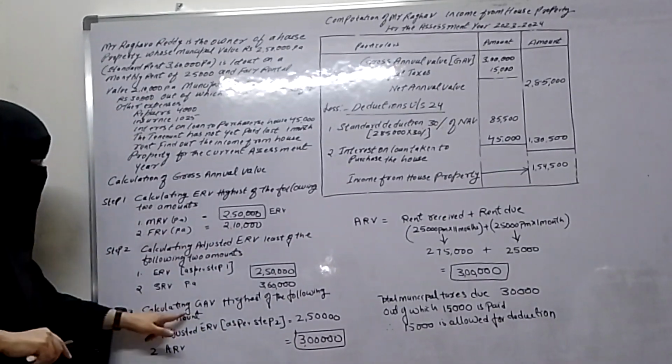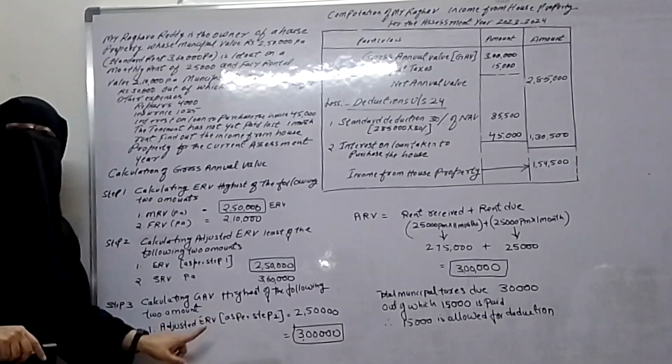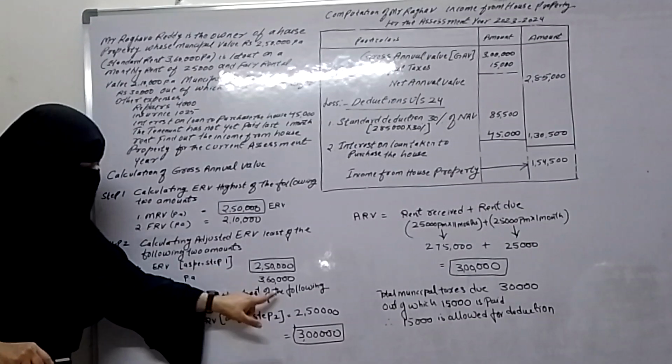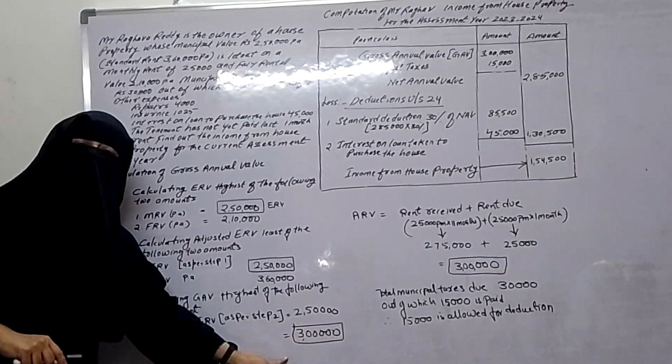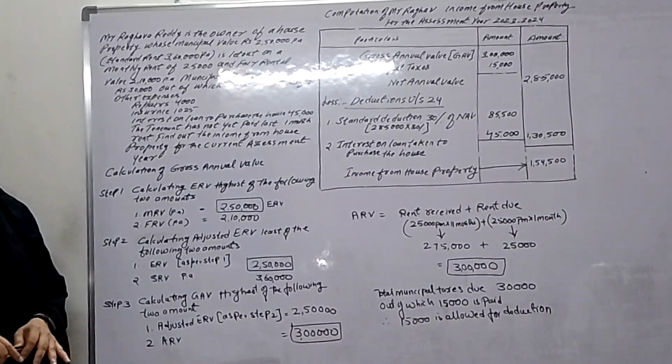Now calculating GAV, the higher of the following two amounts, number 1 adjusted ERV and number 2 ARV. Adjusted ERV as per step 2 is 2,50,000, ARV is 3 lakh. So the higher is 3 lakh. So this 3 lakh is our gross annual value.